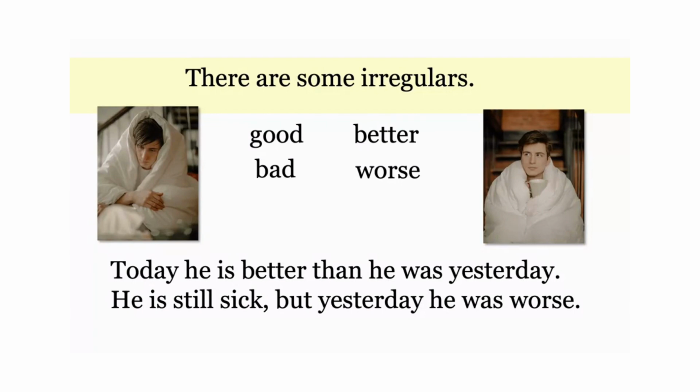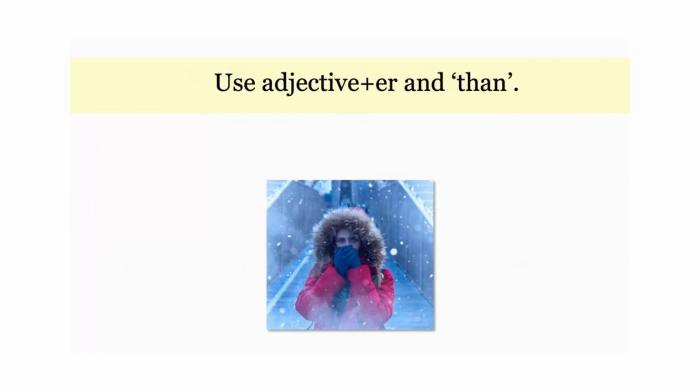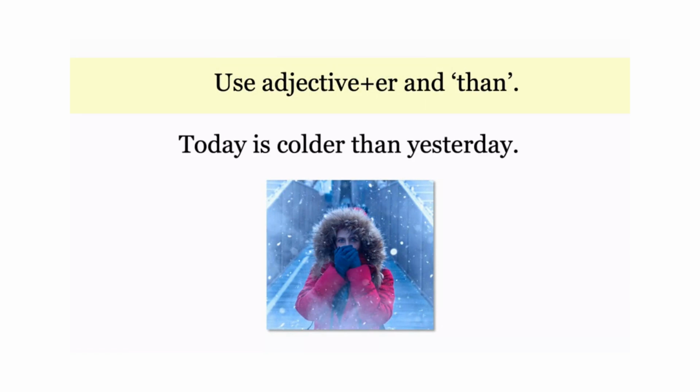Use an adjective plus er and then the word than, T-H-A-N. Today is colder than yesterday. We have 2 nouns here that we're comparing, today and yesterday. And in between, we use the adjective with er and the word than to make the comparison.